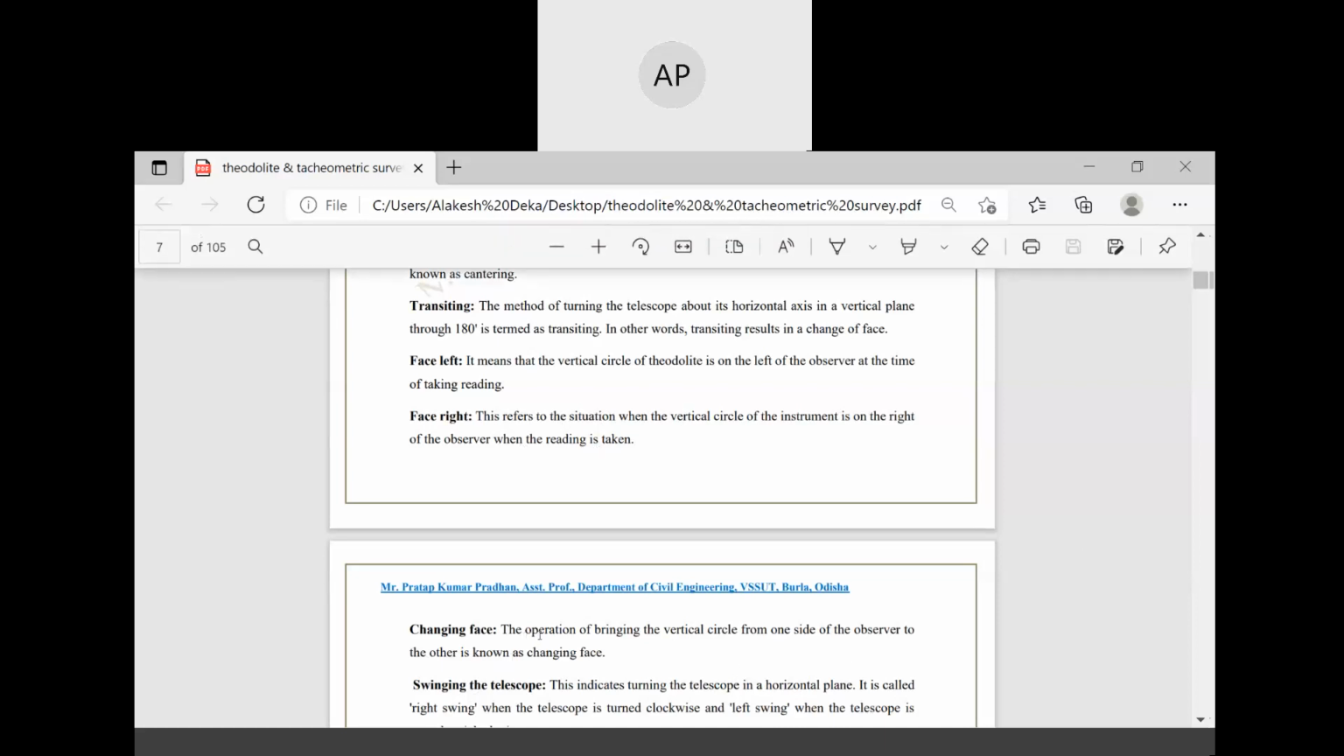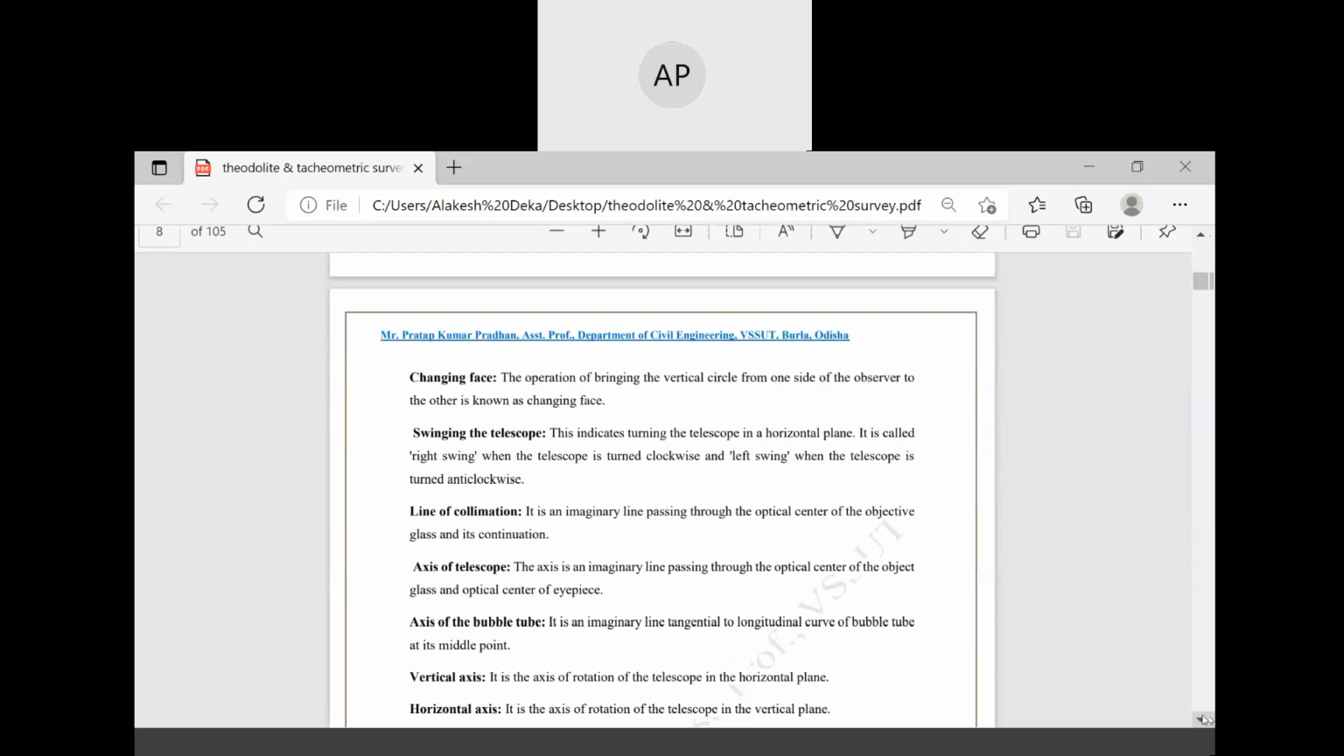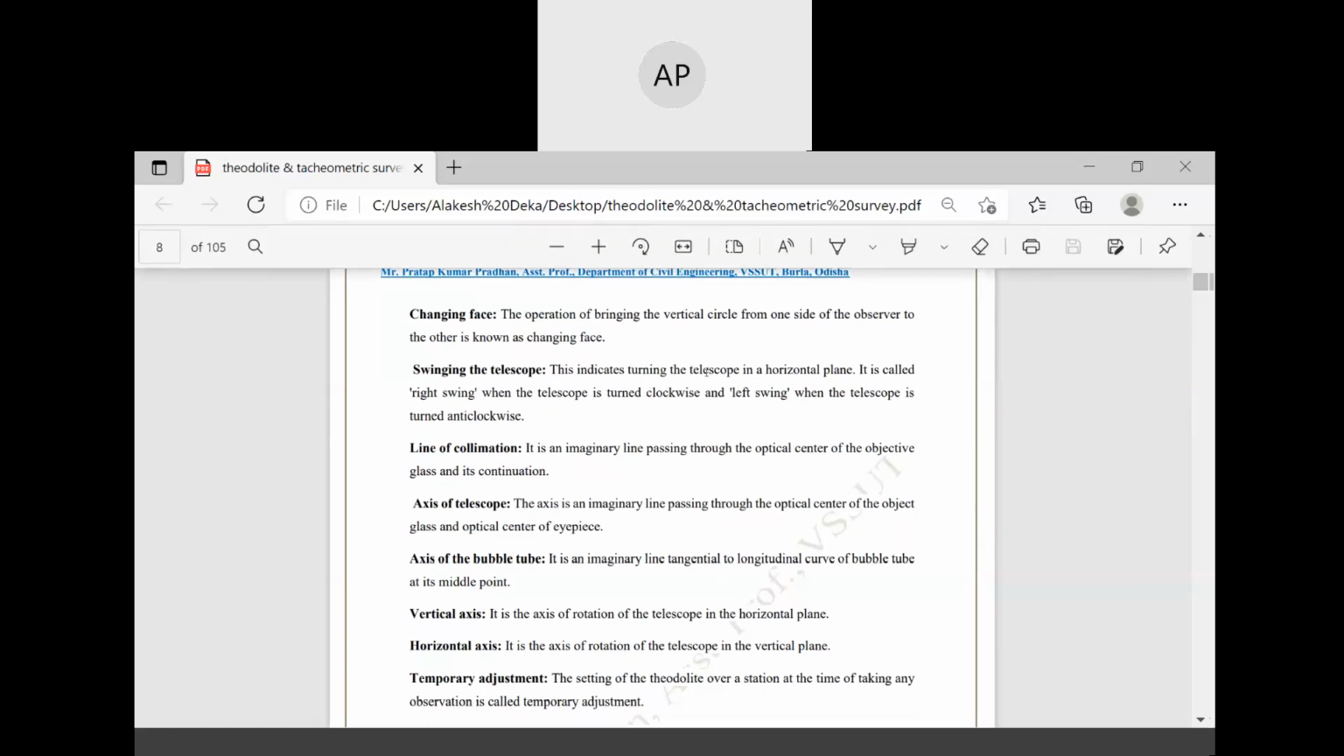Changing face: the operation of bringing the vertical circle from one side of the observer to the other is known as changing face. Swinging the telescope indicates turning the telescope in a horizontal plane. If you rotate the telescope in a horizontal plane, that is your swing.